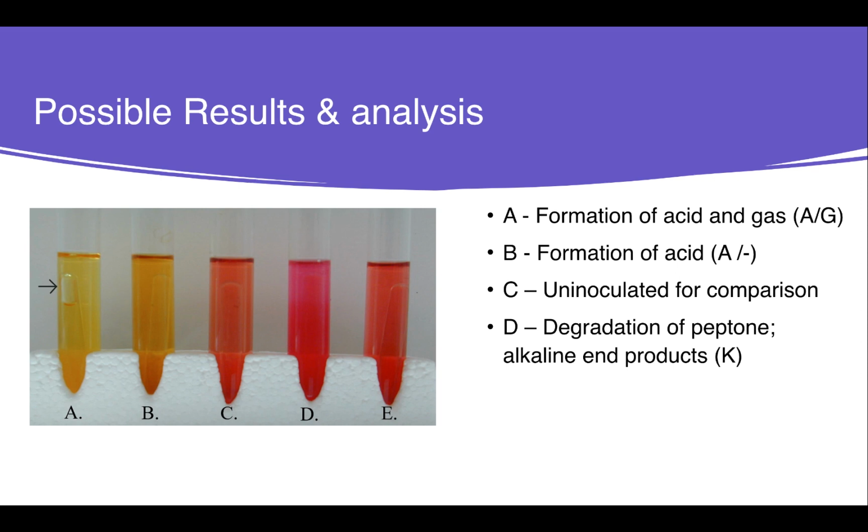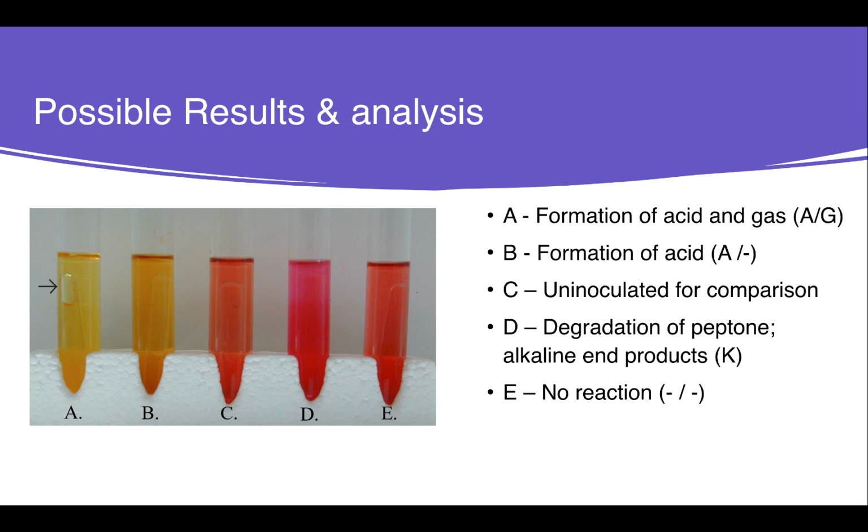Lastly, if you look at E, it's very close to the uninoculated control. There is no acid and no gas production, so the designation here is negative, negative. The main information that we are deriving from this test is whether it ferments the sugar that's been provided for it and if it produces gas.